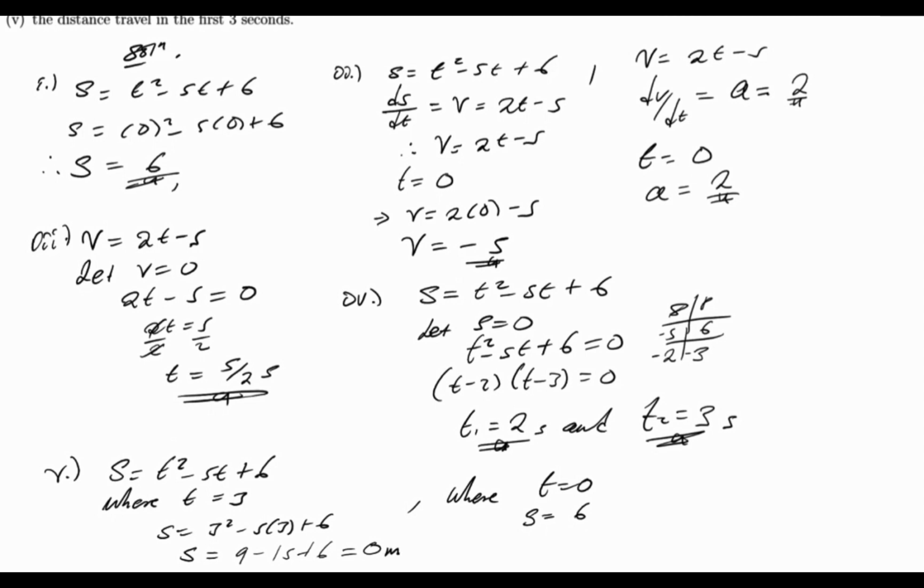Therefore, the distance traveled by the particle in the first 3 seconds is going to be equivalent to the absolute value of the difference between the initial displacement and the displacement after 3 seconds. So the distance traveled is equal to the absolute value of 0 minus 6, which will be 6 meters. So the particle traveled a distance of 6 meters in the first 3 seconds.